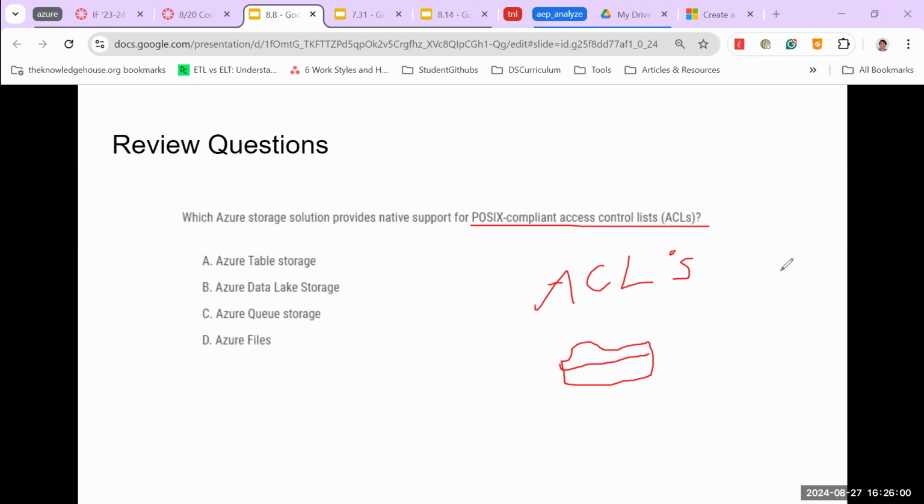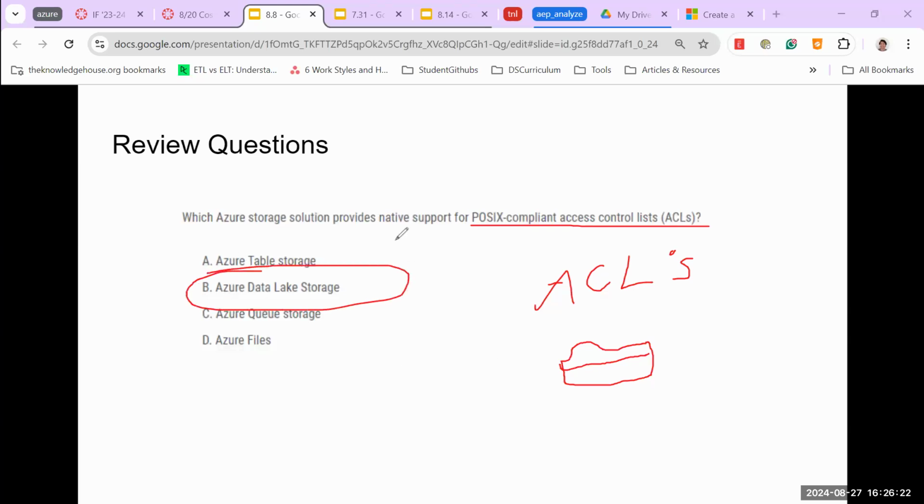So hopefully this hint will lead you to the correct answer. If ACLs are for folders, I want you to look through this list of resources and think, all right, what is the only resource here that allows me to create folders in Azure? The answer is data lake storage.